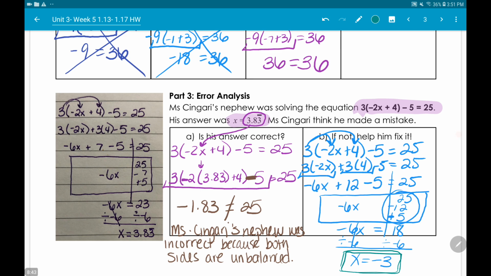Let's go through his work and see if we can actually identify his error. So he distributed, which was correct. 3 times negative 2, that's right. 3 times 4, that's right. And he brought down everything else, that's good. And let's see, when he combined this or multiplied that, he got negative 6, which was good. Oh, but right here, 3 times 4 is 12, not 7. So his mistake was he added instead of multiplying. So that's something you guys got to make sure you look out for. Parentheses mean to multiply.